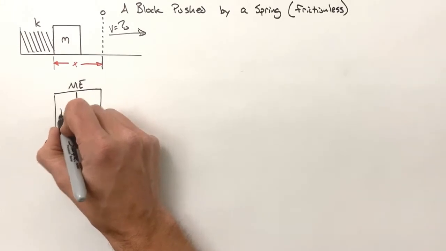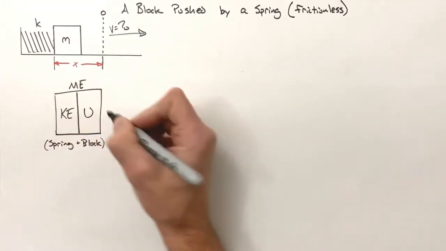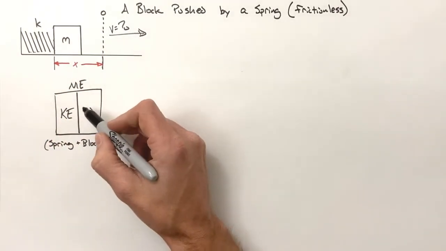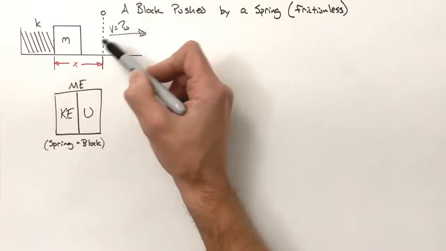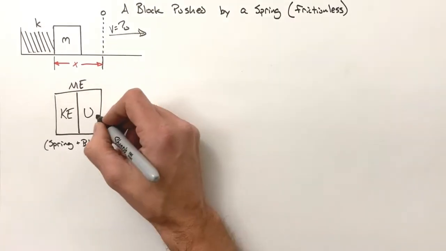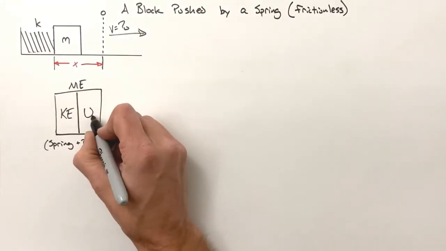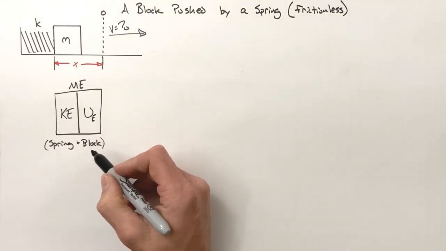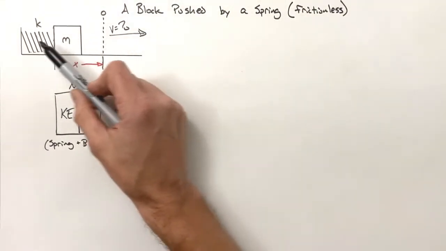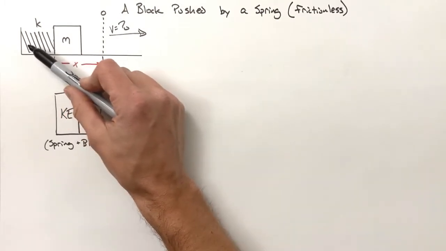Now we know mechanical energy is kinetic energy plus potential. Now in this case, we're not dealing with gravitational potential. This block, which has mass, is always at the same height. So gravitational potential energy never comes into play here. The potential we're worried about is actually elastic potential or spring potential. And so ultimately what's happening in this problem is we're starting with a spring that is compressed.